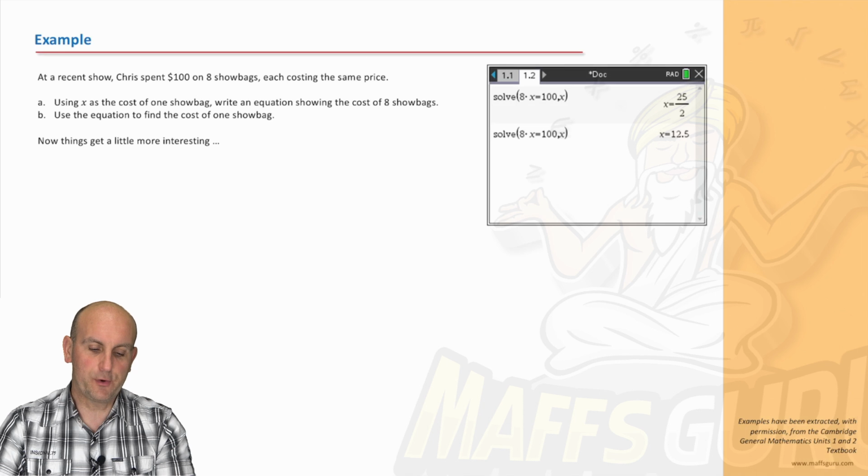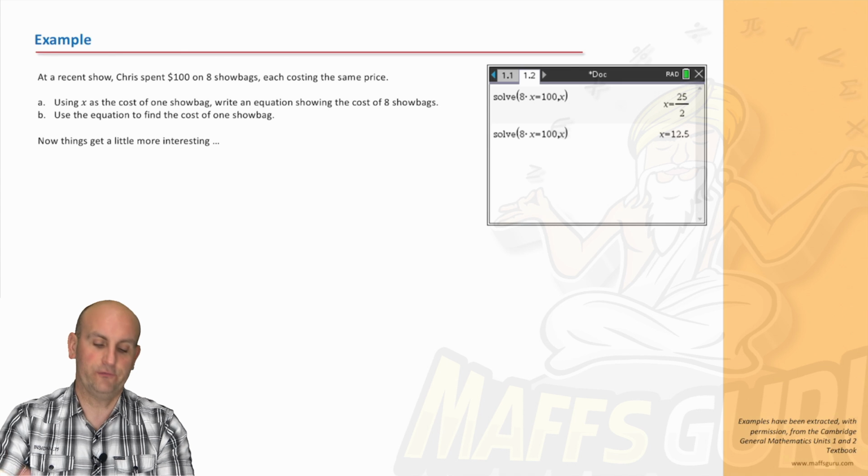Another one: at a recent show, Chris spent $100 on 8 show bags, each costing the same price. Using X as the cost of one show bag.